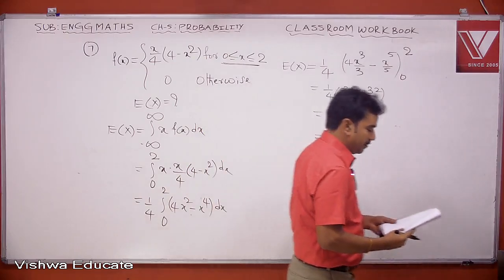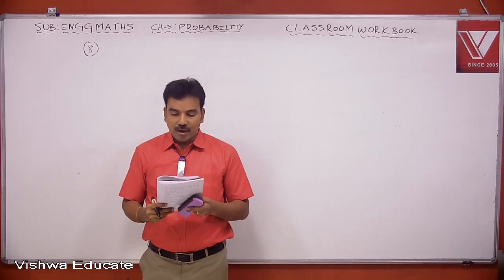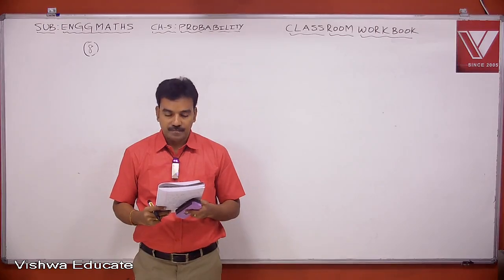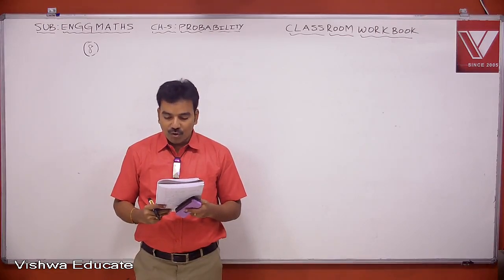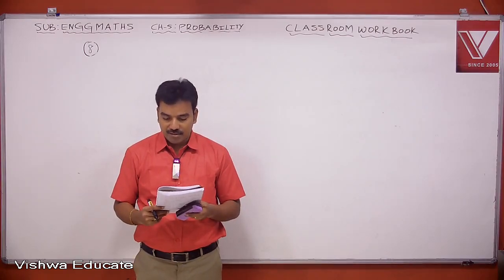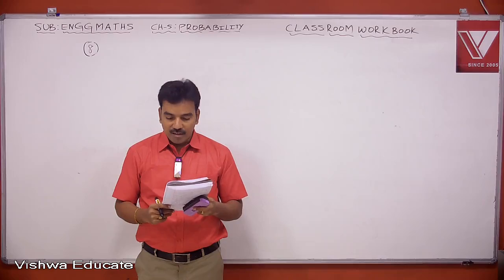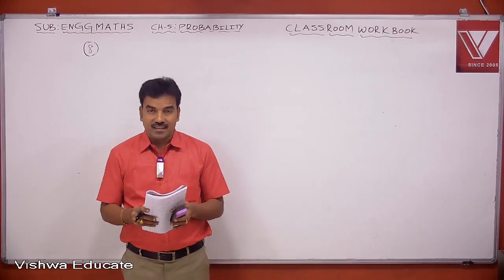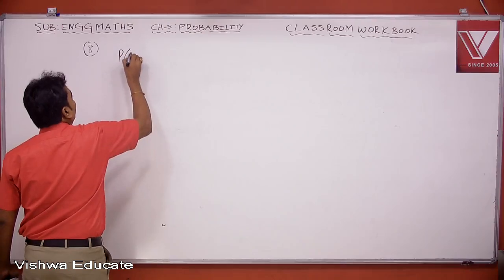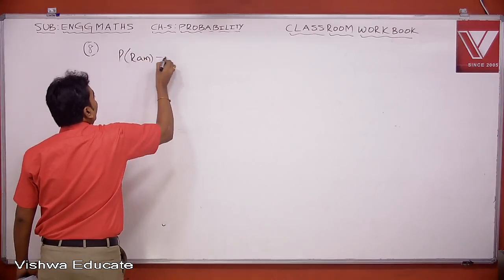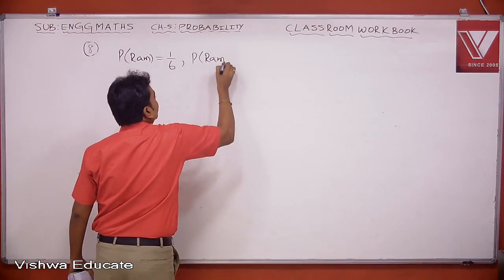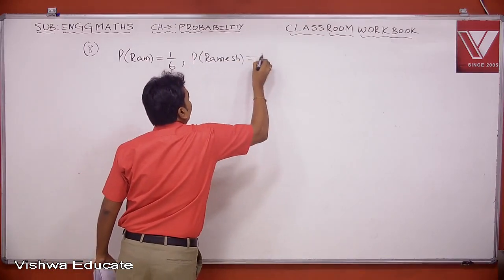Ram and Ramesh appeared in an interview for 2 vacancies in the same department. The probability of Ram's selection is 1 by 6 and that of Ramesh is 1 by 8. What is the probability that only one of them will be selected? So what is P of Ram? 1 by 6. P of Ramesh, probability of Ramesh selection, is 1 by 8.